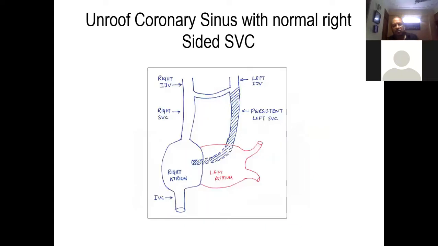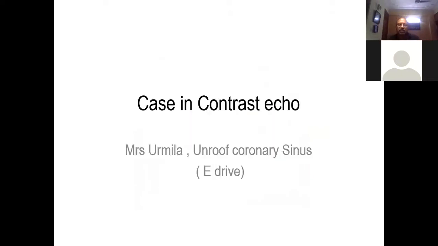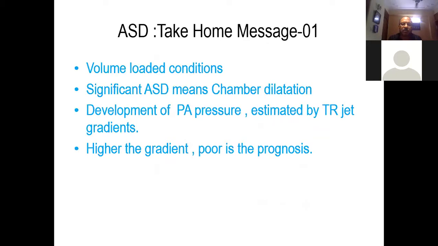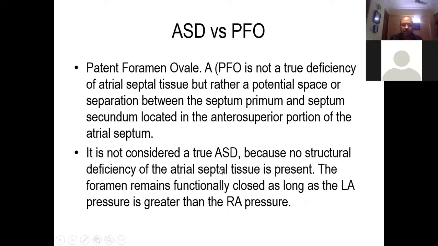I'm not going to talk about unroofed coronary sinuses. Let me just go straight to what exactly the take-home message for all this is. ASD means volume-loaded conditions. Significant ASD means chamber dilatation, development of PA pressure estimated by TR jet gradient. The higher the gradient, the poorer the prognosis.